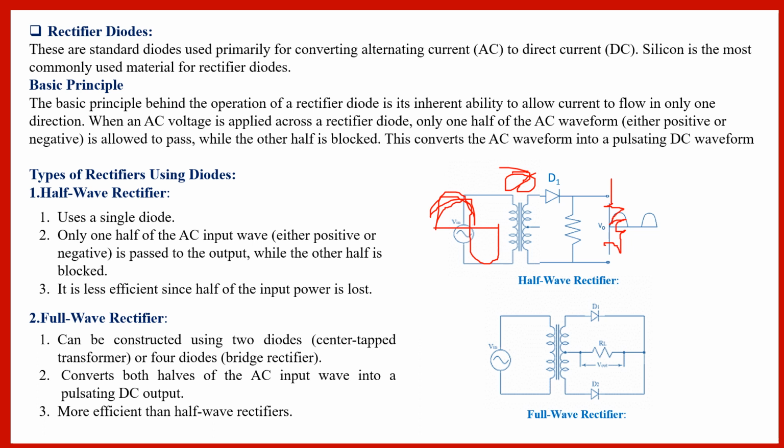But when we apply the negative side, this end will be negative and this end will be positive. It means the negative side is connected to the p type of the diode, as a result of which this will be a reverse bias.